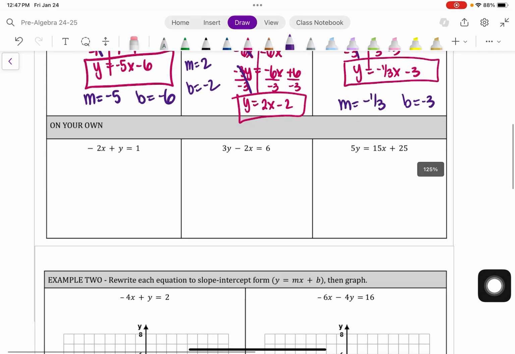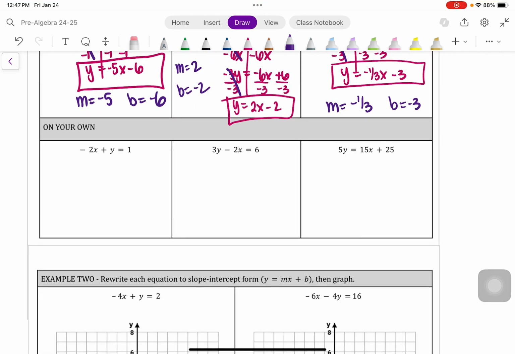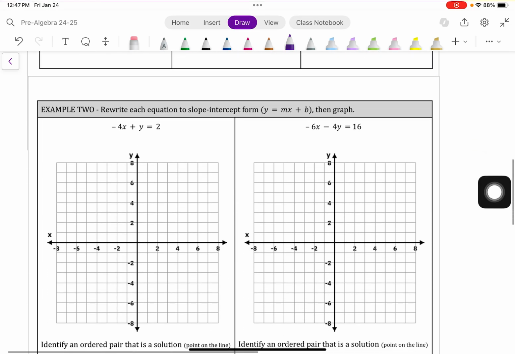Now here are your on your own problems. Once again, I'm not going to do them. If you want extra practice and do them and have me check them, you're more than welcome to. But I'm going to go ahead and move on to the rewriting and then graphing.